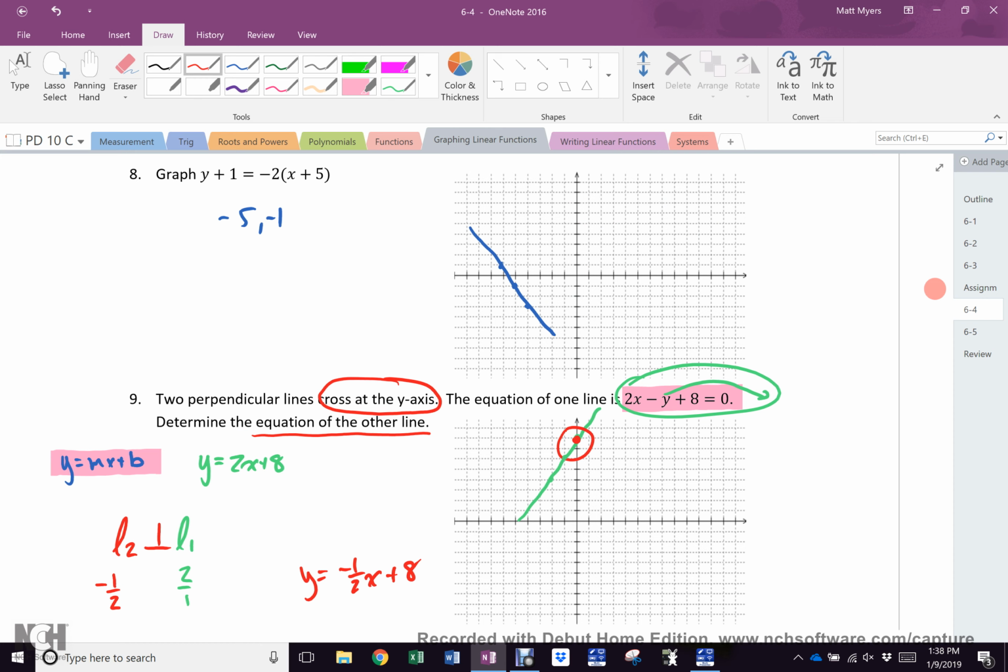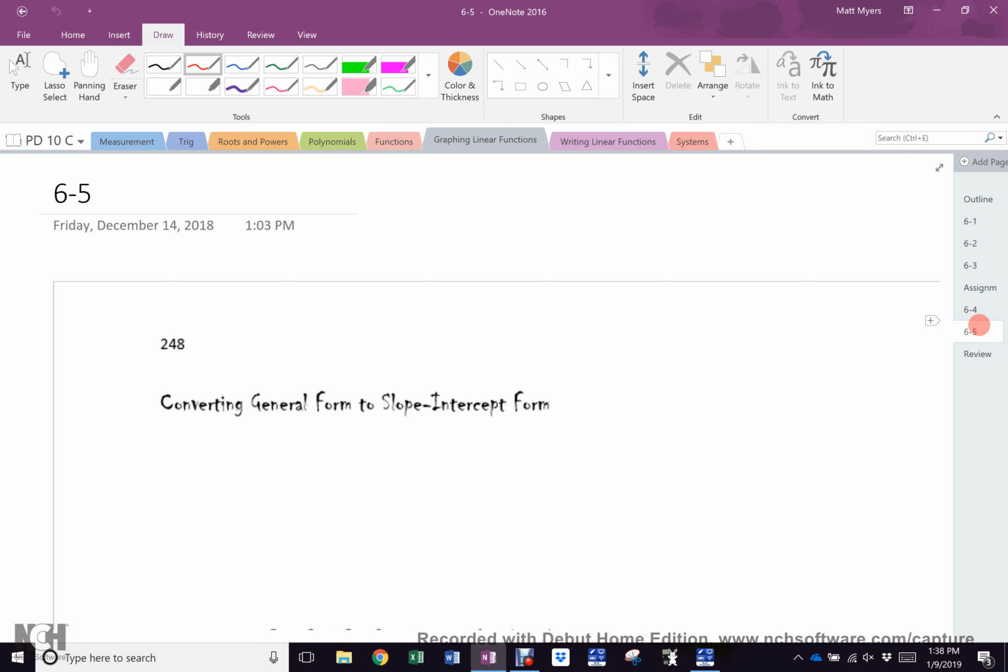Now, what did you notice about this and this? You could move them around and change the form to make it easier to graph. Right? Good that you noticed that. Please turn to page 248. Wow, so much practice. I like that.